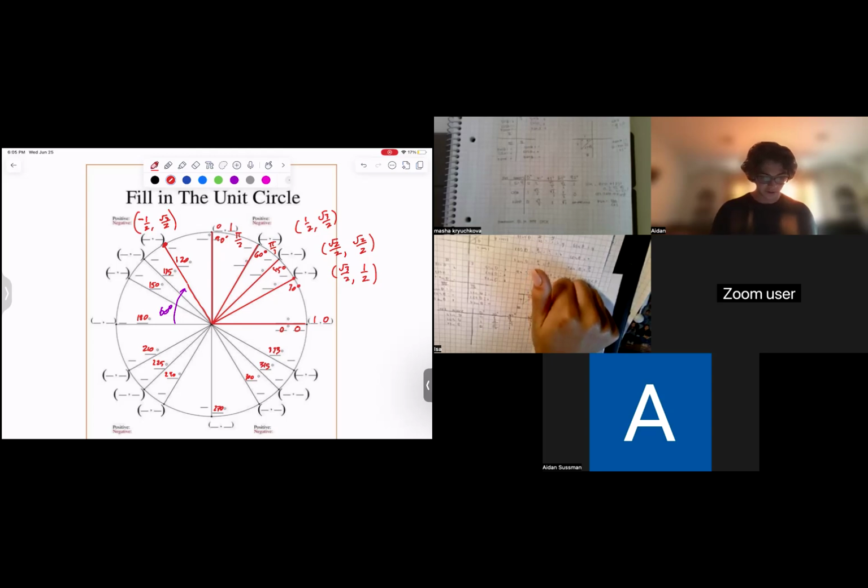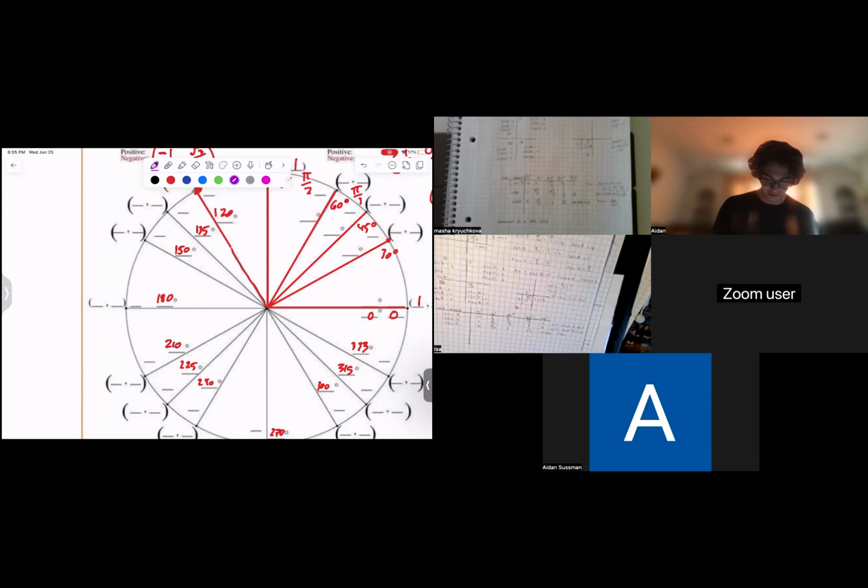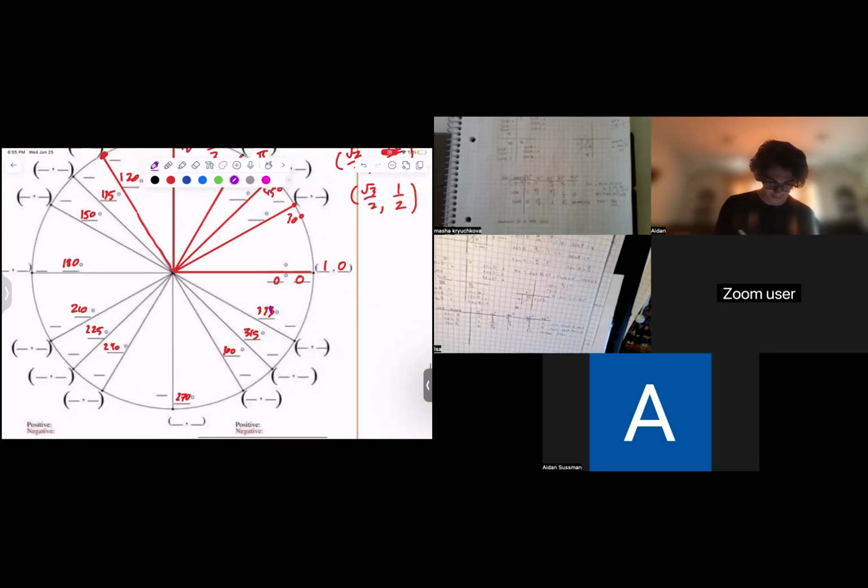Okay, so let's do one example together and then we can go. Let's do 150 degrees together. First thing we need to do is find that reference angle. Or actually, let's do a different one. Sorry, this is supposed to say 330 degrees. Let's do 330 degrees together.